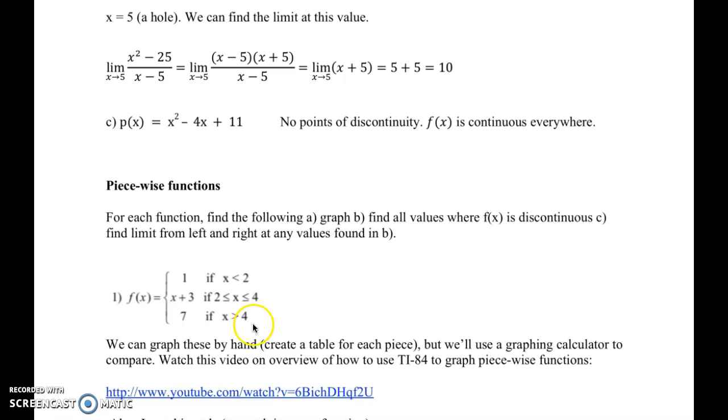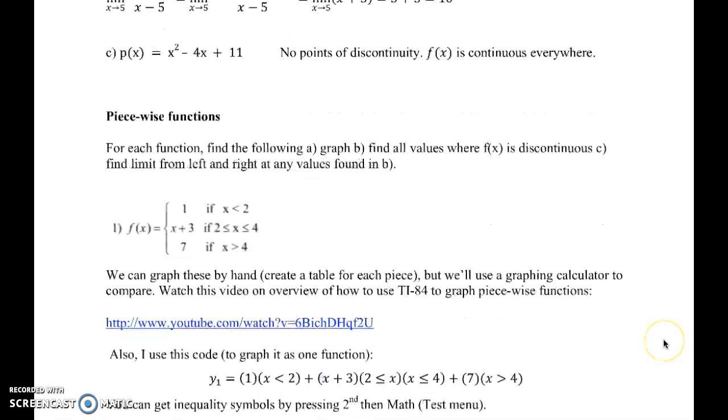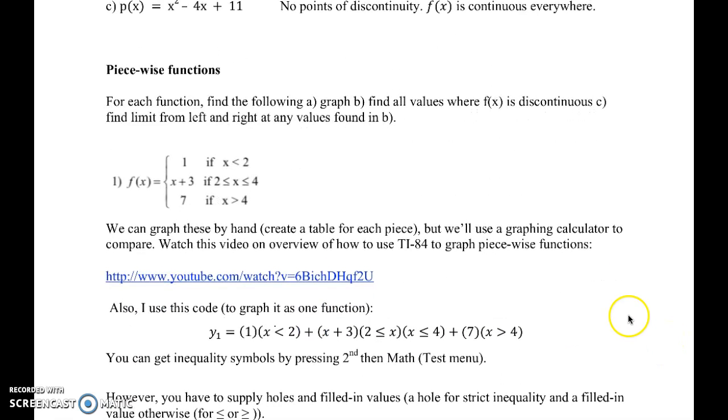For this piece of the function, you're also going to have a hole here at 7, so you have to pay attention to which part of the function is covering. There's also a different way you could type it in. You could type it in using this type of code into your graphing calculator. It can get a little bit tedious, but again, you still have to supply any holes or filled in values.